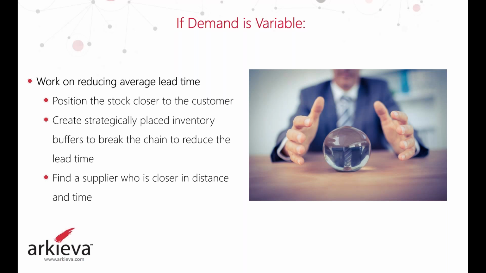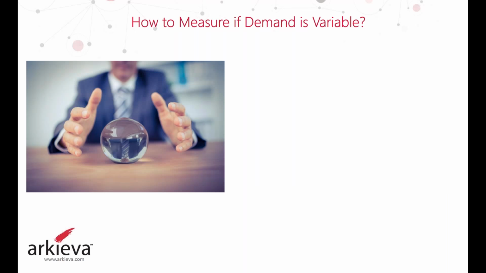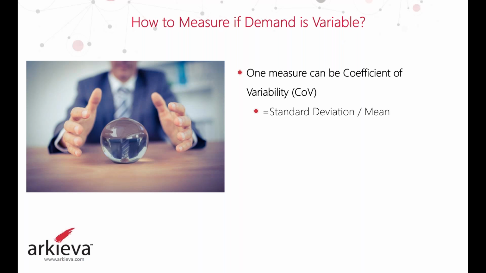You might be able to find a supplier who is closer in distance, therefore closer in time, thereby reducing the average lead time. So if your demand is variable, a key action step would be to work on reducing the average lead time. How to measure if your demand is variable? One way to measure that is the coefficient of variability, which is a very simple calculation, standard deviation divided by mean. Depending on the business you are in, anything more than 0.3 could mean highly variable. So if that is the case you find yourself in, again, the thing to do is to focus on reducing the average lead times.